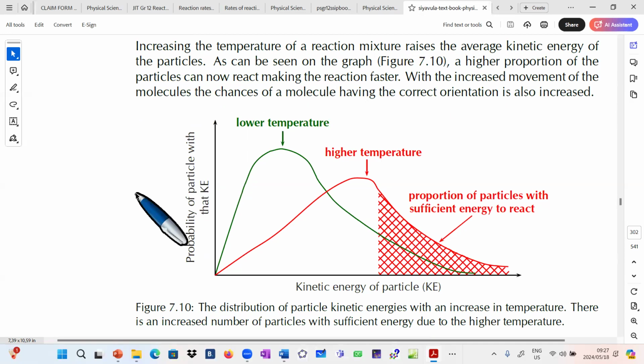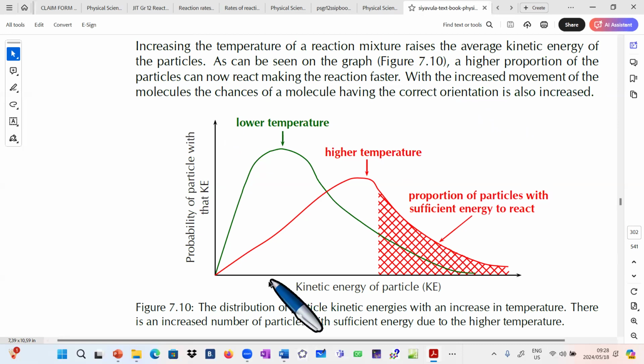If you heat the reaction mixture, the average kinetic energy of the particles increases, as can be seen on the graph in figure 7.10. A higher proportion of the particles can now react, making the reaction faster. With the increased movement of the molecules, the chances of a molecule having the correct orientation is also increased.